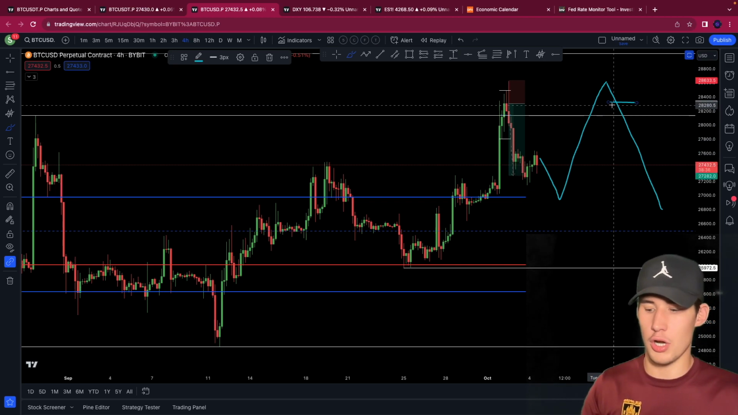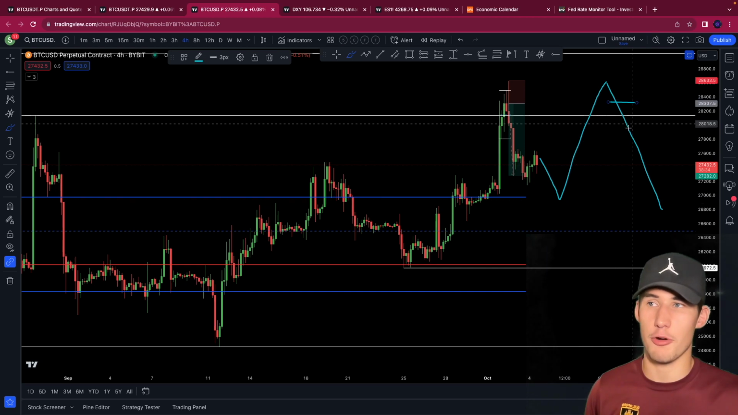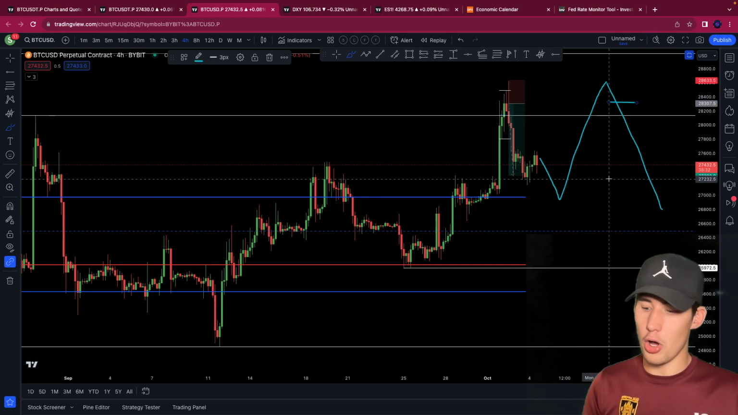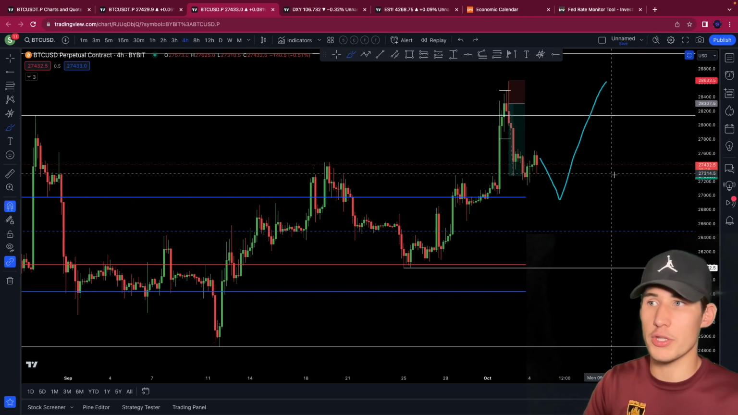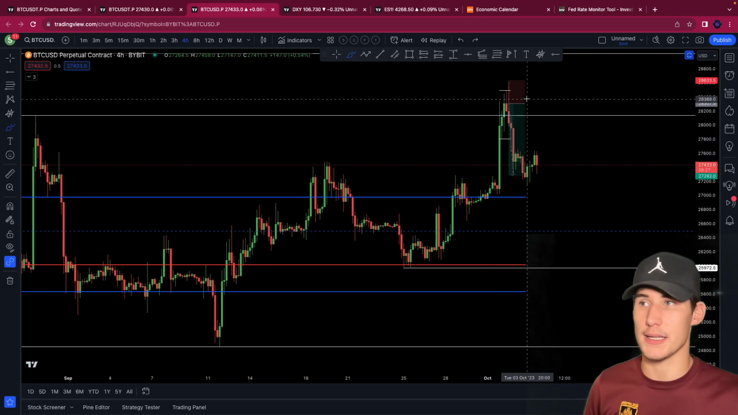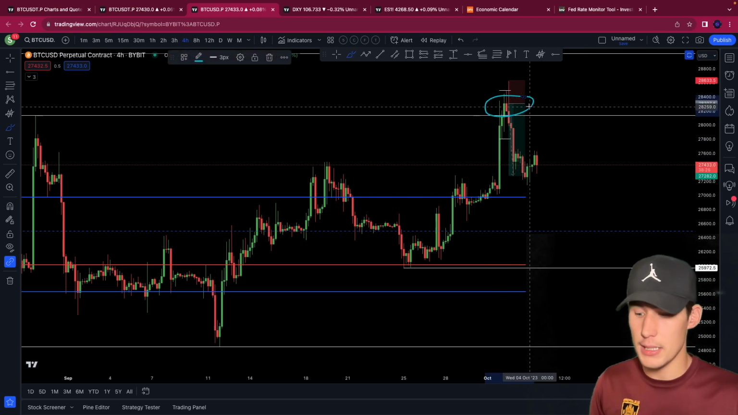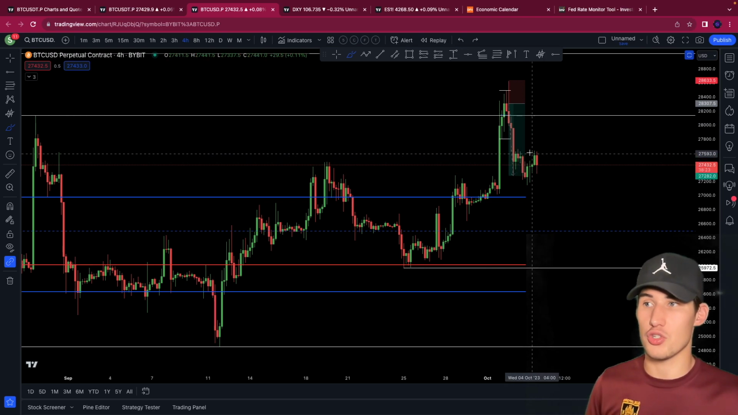That is a possible scenario, but of course we don't want to try and predict price action. We just want to trade what the charts are telling us, and that's what we're doing here. The charts were telling us it was looking bearish here, so what did we do? We entered into a short position.